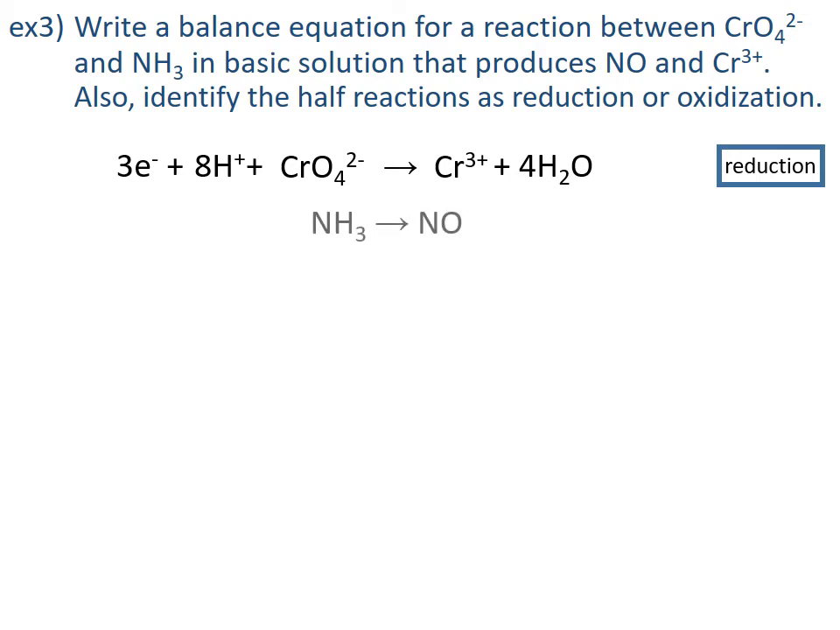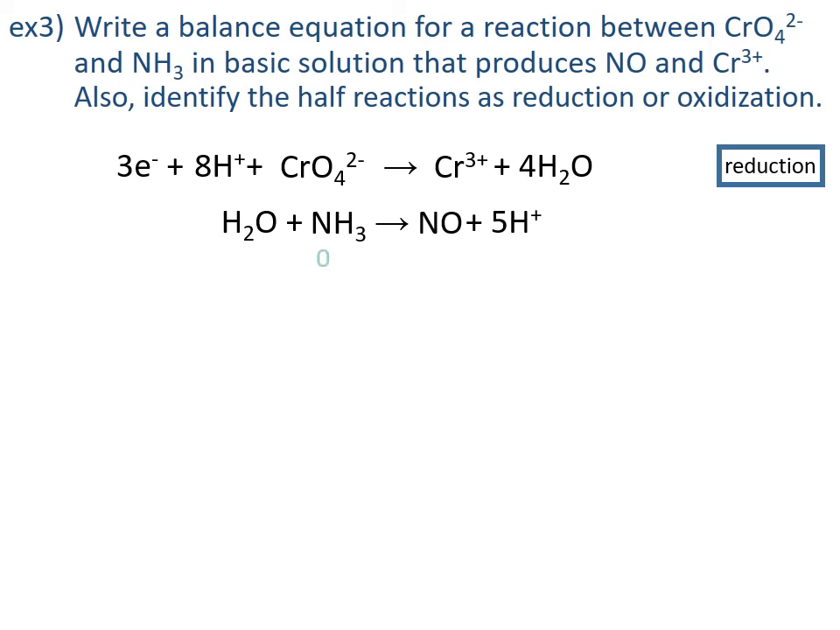In the other half reaction, I have ammonia turning into nitrogen monoxide. The N's already balance, so now I balance O. I balance O by adding water to the side that needs more oxygen, which is the left. It needs 1 more oxygen, so I add 1 water. Now to balance hydrogen. I have a total of 5 H's on the left and none on the right, so I will add 5 H pluses to the right-hand side.